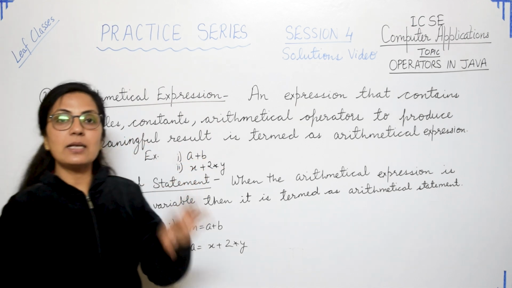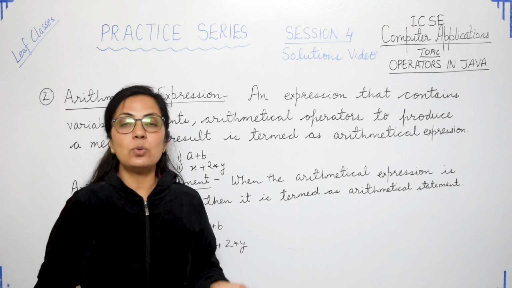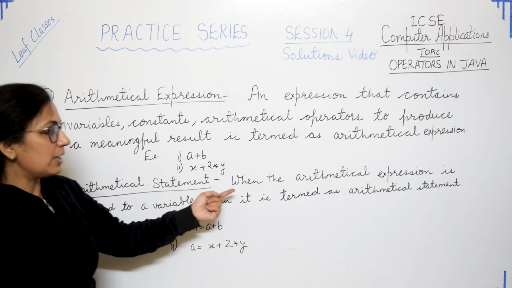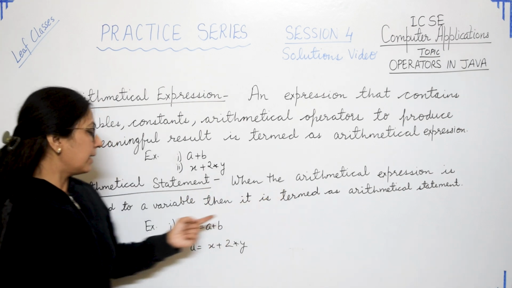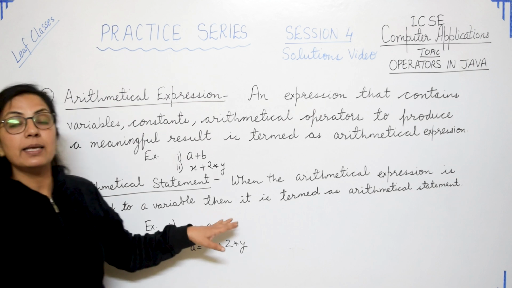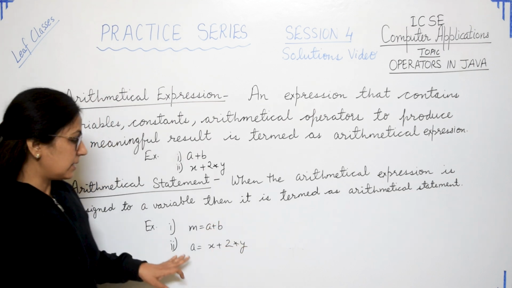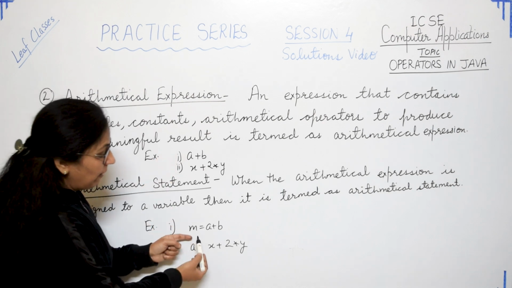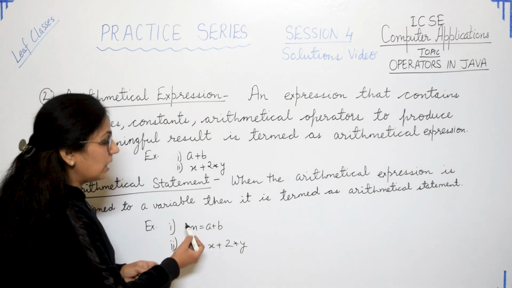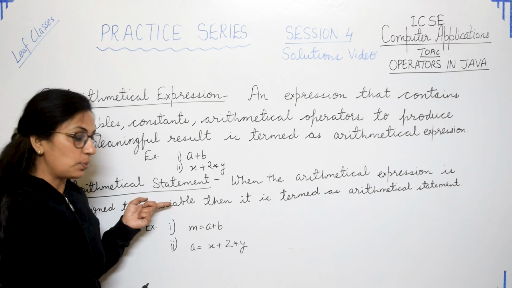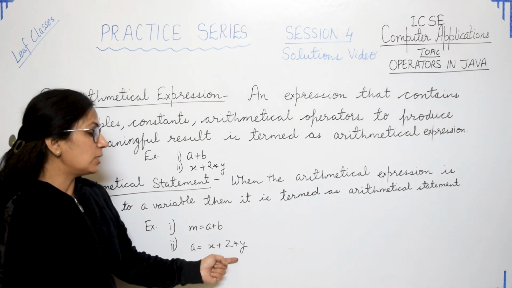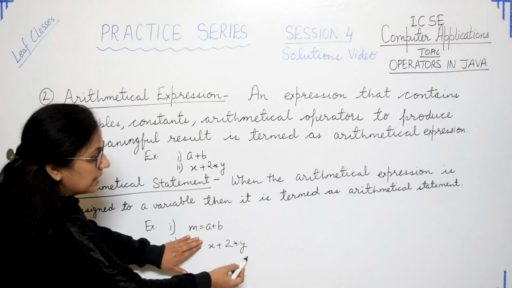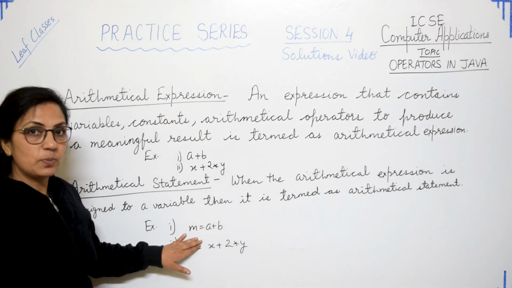Now when these expressions are assigned to a variable, then that becomes an arithmetical statement. The same definition I have written here. When an arithmetical expression is assigned to a variable, it is known as an arithmetical statement. Here a plus b is an expression, but if I write m equals to a plus b, it becomes an arithmetical statement. a equals to x plus 2 into y becomes an arithmetical statement, whereas x plus 2 into y is the arithmetical expression.